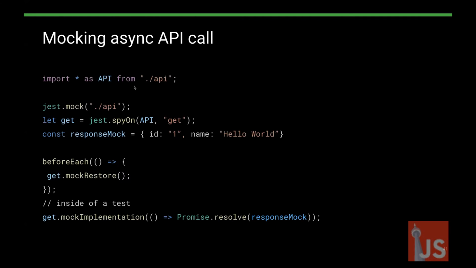Let's say I'm importing my API module that does all my fetching. So I mock it, and then I do spyOn because I only want to spy on get. And then I have a fake response that comes back when I call get. So inside of the test, I might do get mockImplementation, Promise.resolve, response mock, right? And then in between my tests, either in my beforeEach or afterAll, I'll just restore it.